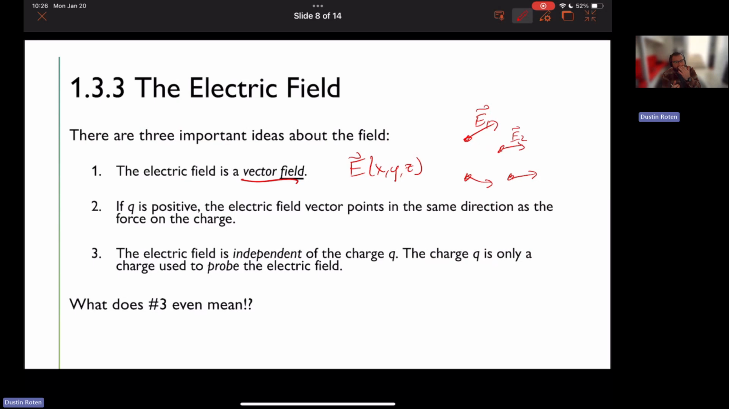Okay, so if Q is positive, the electric field vector points in the same direction as the force on the charge, okay? So basically, if we have some sort of vector field here, that's an electric field, and we have some positive Q, well then at this point where Q is, if our force points this way, then our E field will also point this way. And this is true if our charge inside the E field is positive.